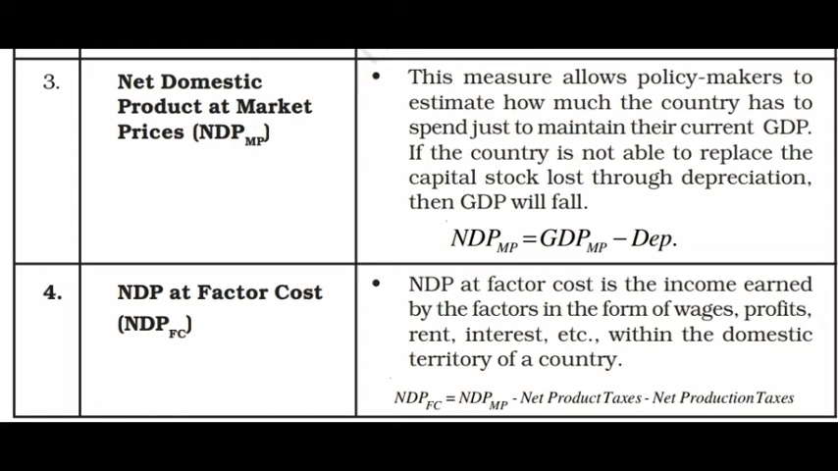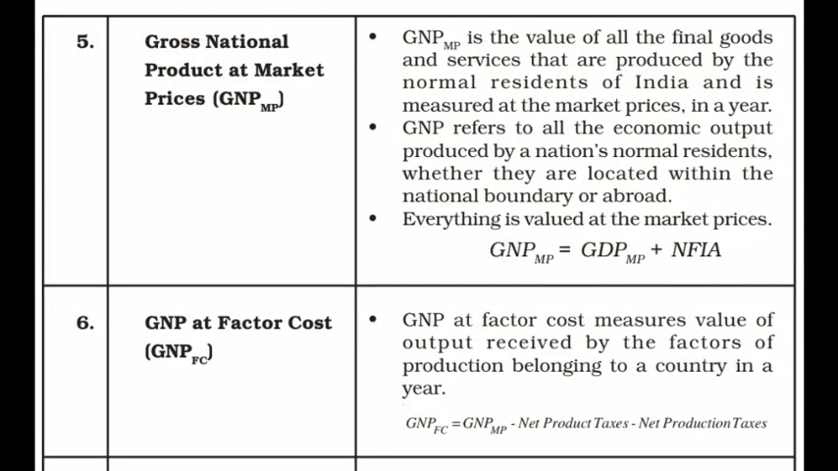NDP at factor cost, NDP FC, is equal to NDP MP minus net product tax and net production taxes. These two categories we have discussed earlier. So just go through them, then it will be helpful for you to calculate NDP at factor cost. Next is GNP, gross national product at market price and gross national product at factor cost. GNP is the value of all final goods and services that are produced by the normal residents of India and is measured at market prices in a year.